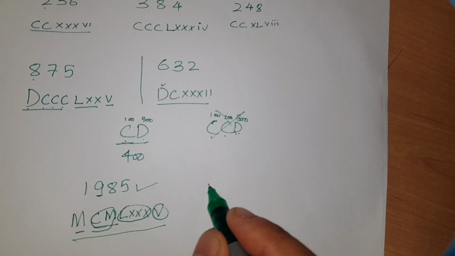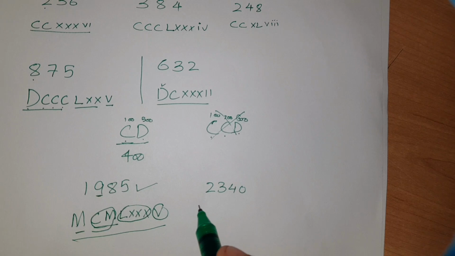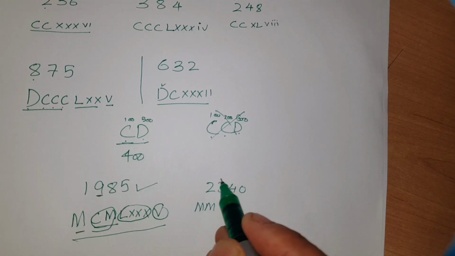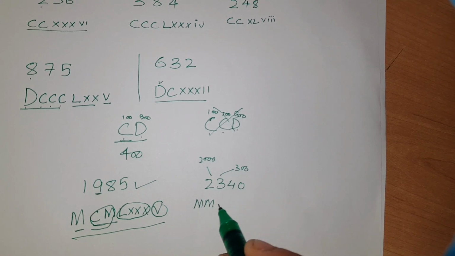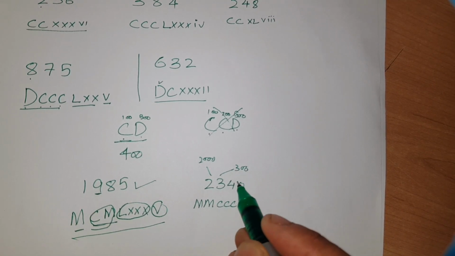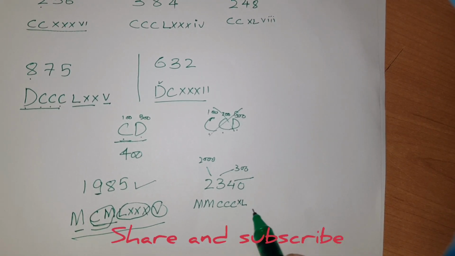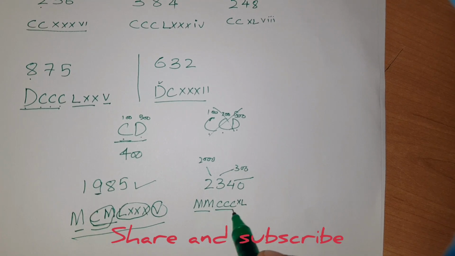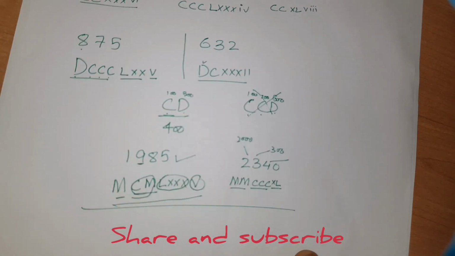Now, for example, 2340. 2000 means M and M. So this means 2000. Then 300. 300 means C, C and C. 40 means L but minus 10. And then this is it. 2340 is the number. I hope this will clear the idea about the Roman numerals.